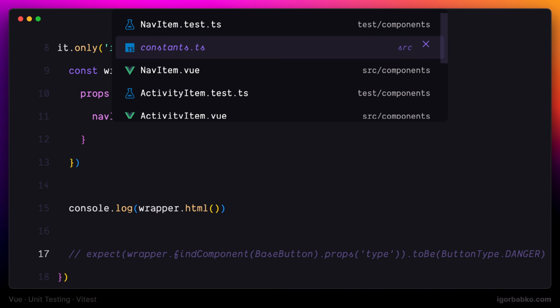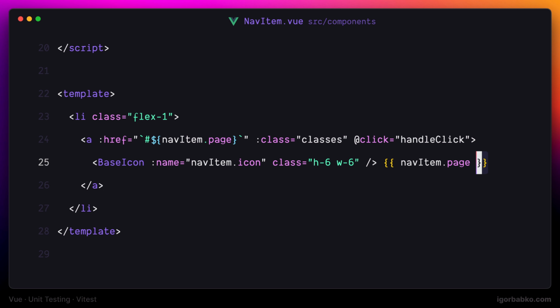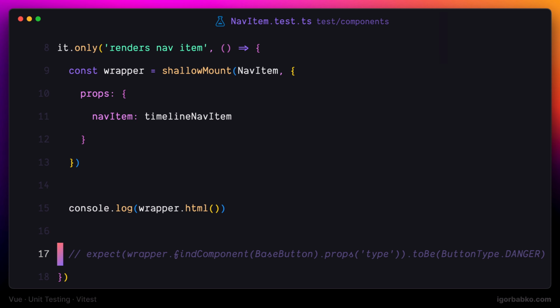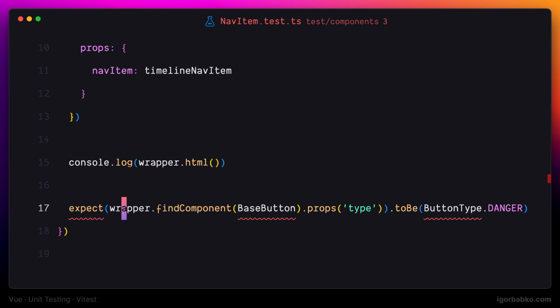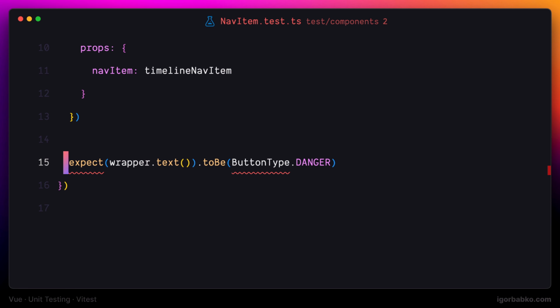In the first expectation, we can check that the text content of the navItem component is going to contain the page name, which is stored under the page key of the navItem object that we are passing as a prop into the navItem component. So right here, let's extract the text content of the component and then check that this content actually contains the page name. And we're getting the value of the page property from the timelineNavItem object that we have passed into the navItem component as a prop before.